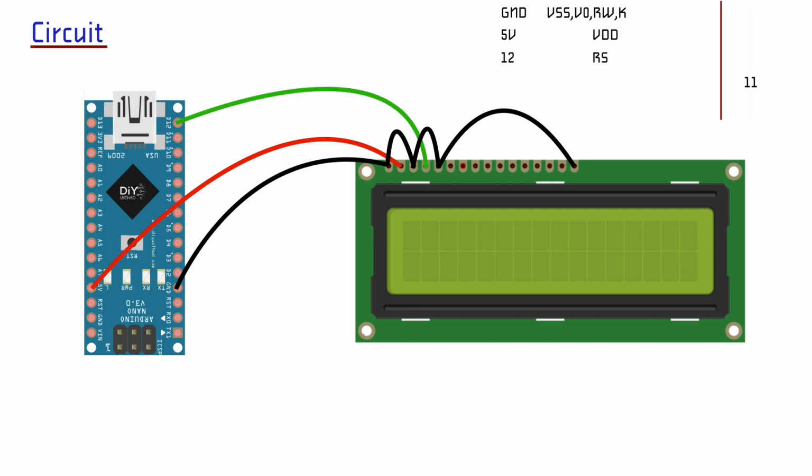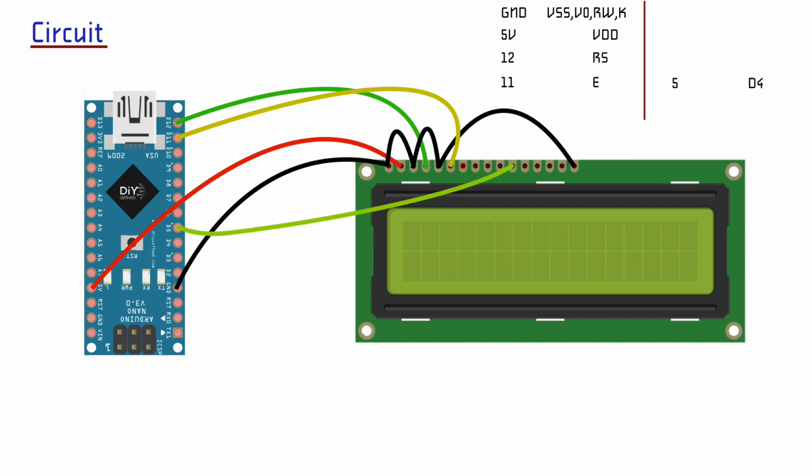Then connect the digital pin 12 of Arduino to the RS of LCD. Then connect the digital pin 11 of Arduino to the enable pin of the LCD. Then connect the digital pin 5 of Arduino to the data pin 4 of the LCD. Then connect the digital pin 4 of Arduino to the data pin 5 of the LCD.